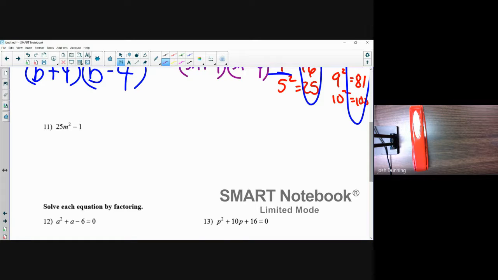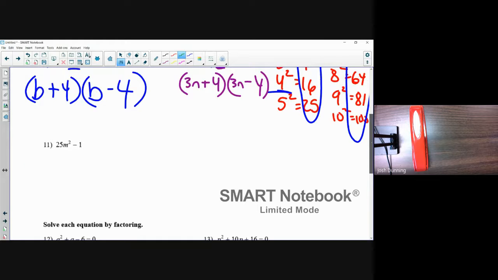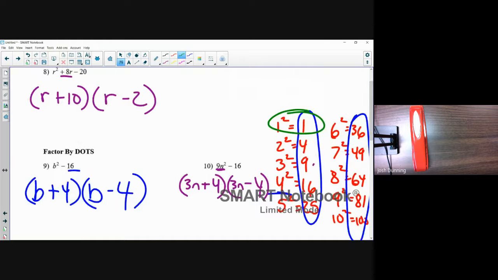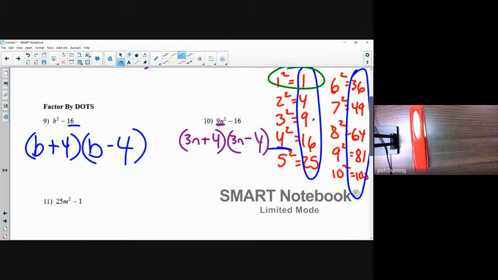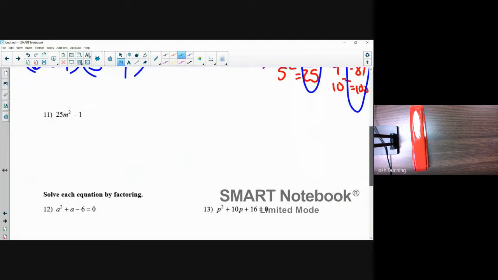11, same idea. Just don't forget, sometimes people get confused about square roots because 1 is its own square and square root. 1 times 1 is 1. So, again, 5n goes first. And like I said, you can put the minus first. It doesn't matter, as long as you've got one of each. Square root of 1 is 1. There we go.